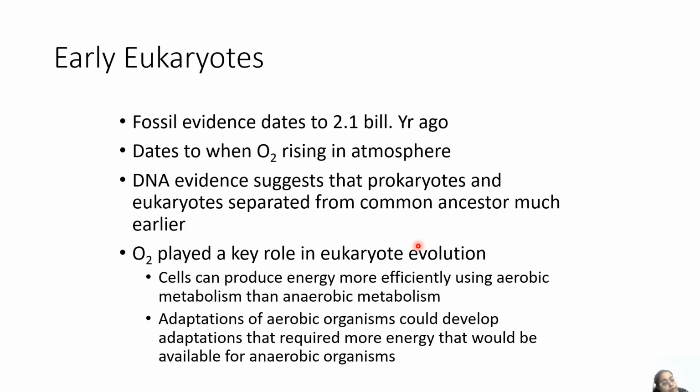So what do we know about early eukaryotes? Fossil evidence dates back to 2.1 billion years ago, to when O2 was rising in the atmosphere. DNA evidence suggests that prokaryotes and eukaryotes separated from common ancestors much earlier. O2 played a key role in eukaryote evolution, and cells can produce energy more efficiently using aerobic metabolism than anaerobic metabolism. So aerobic organisms could develop adaptations that required more energy than would be available to anaerobic organisms.